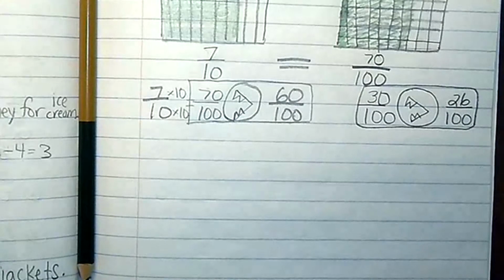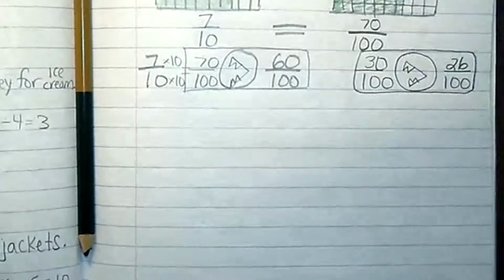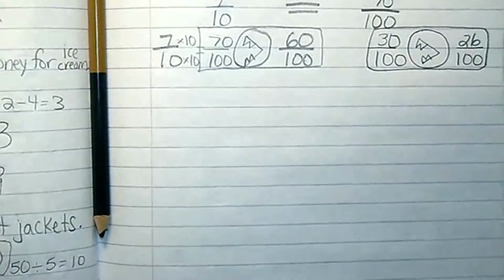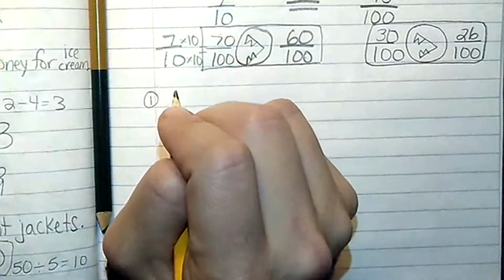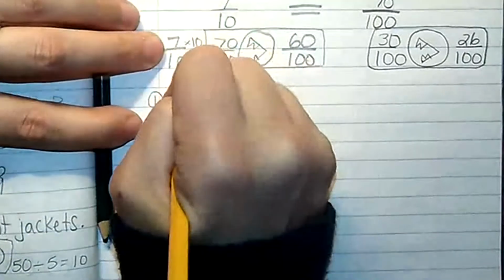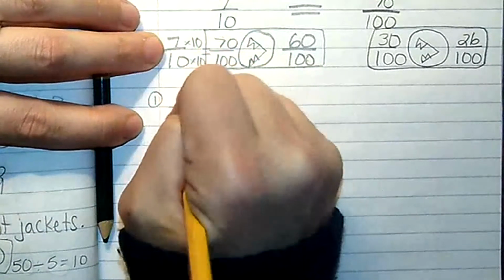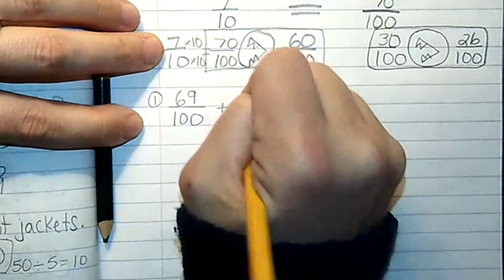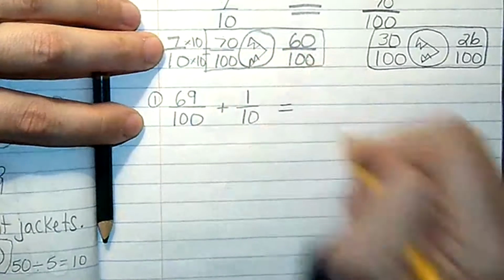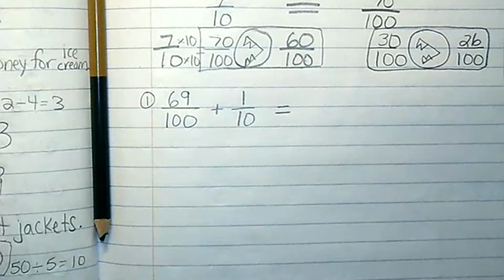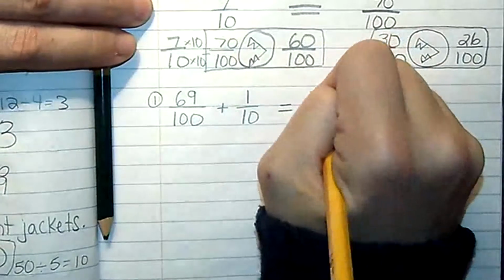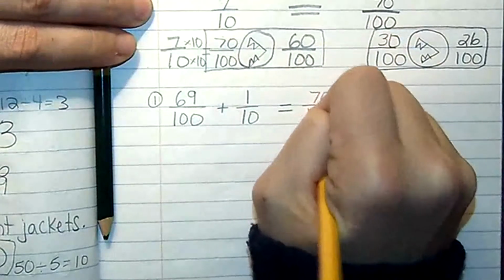All right, let's try a couple with adding. We're gonna try the first three together, and then I'm gonna give you a couple to try on your own. So here's example number 1. What if I had 69/100 plus 1/10 equals? I'm going to teach you a too fast fourth grader answer. A too fast fourth grader would say 70/110.